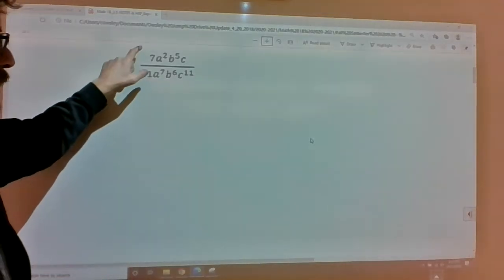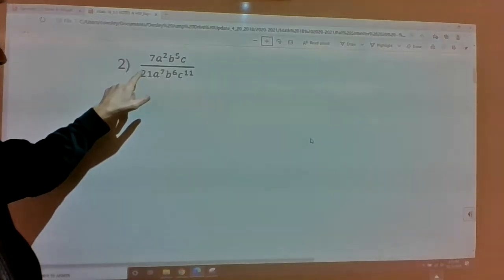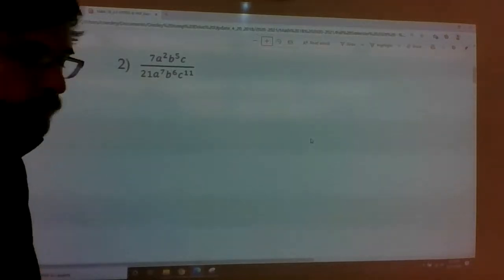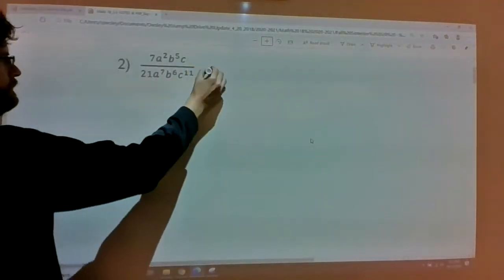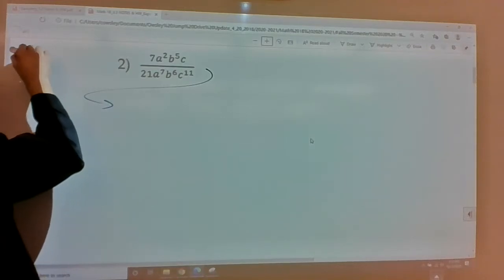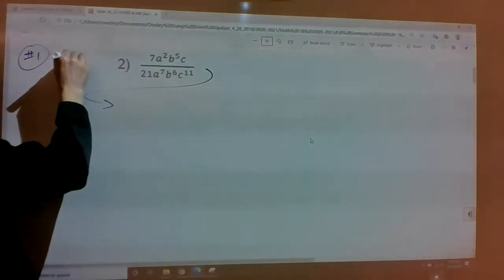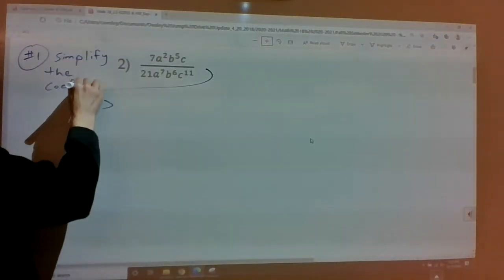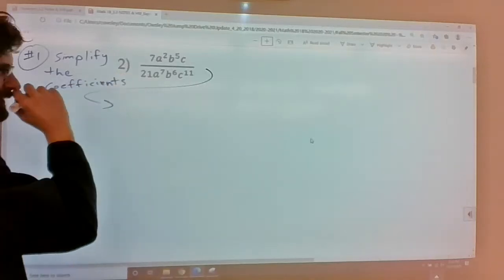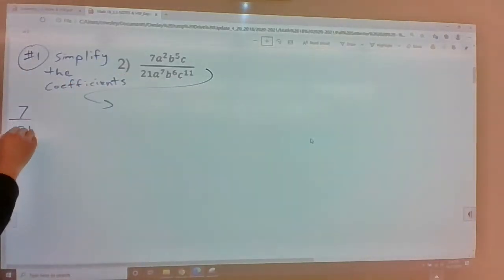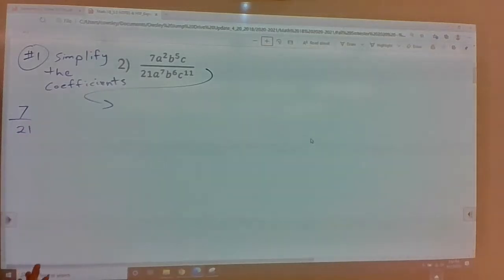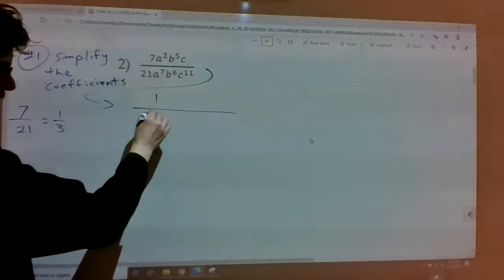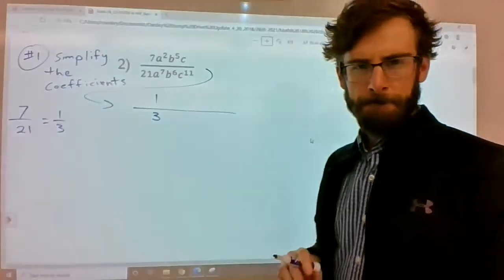So let's say you got 7a squared b to the 5th c over 21 a to the 7 b to the 6 c to the 11. So your job is, 1, simplify the coefficient. So 7 divided by 21. The top and the bottom both divide by 7. That simplifies to 1/3. So I get a fraction with a 1 on top and a 3 on the bottom. Hopefully that makes sense.